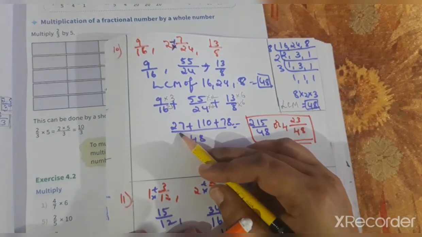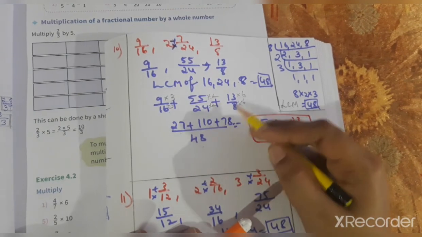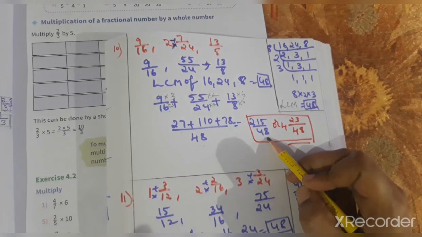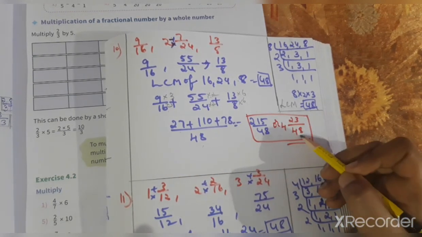Now 9 3s are 27. 55 2s are 110. 13 6s are 78. Total is 215 by 48, or mixed fraction is 4 23 by 48.